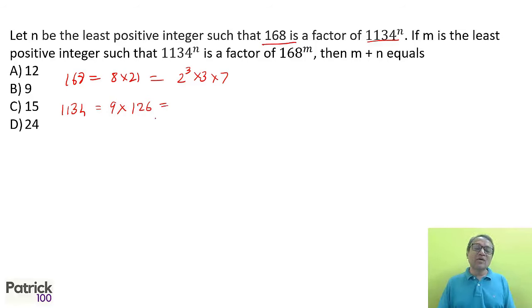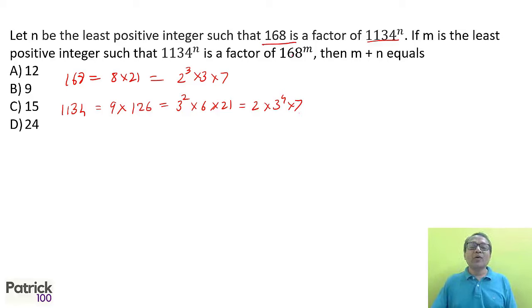I repeat first: you get 9 into 126. 126 is nothing but 6 into 21, and 21 is nothing but 3 into 7. So the whole value comes to 2 into 3 raised to 4 into 7. This is what you get.